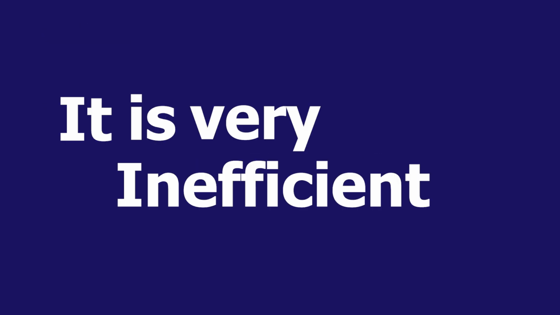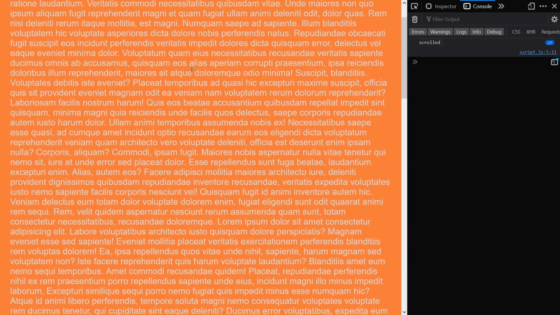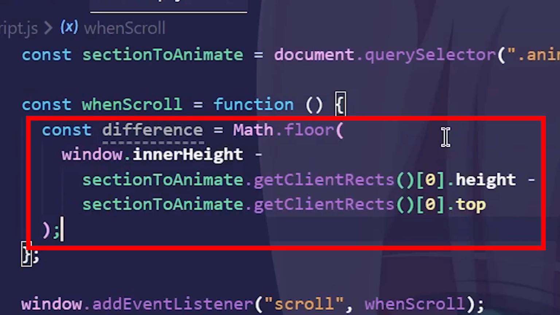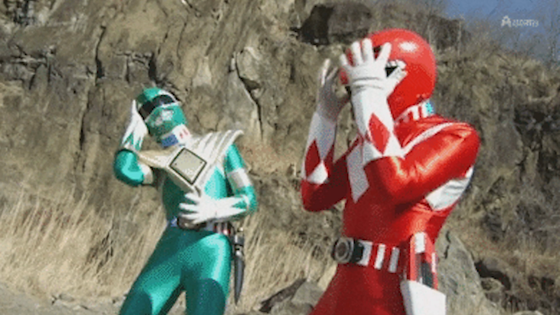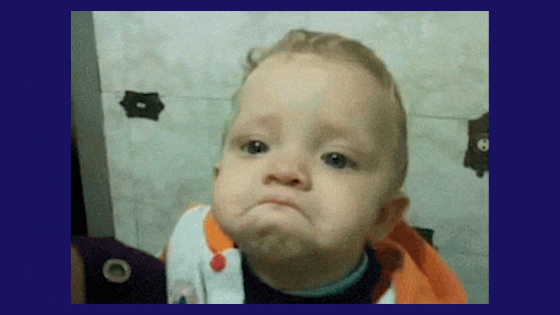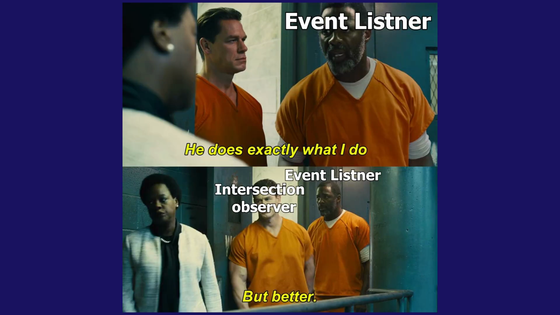Firstly, it is very inefficient because even if we scroll a little onto the page, this callback function will be called rapidly, causing unnecessary execution of code. And secondly, we have to manually calculate the difference, and that's a lot of math for a front-end developer, and all these problems can make it a pain to implement this functionality. But unlike my face, for which we cannot do much, here we have an alternate way to implement the same functionality, and that is by using Intersection Observer API.